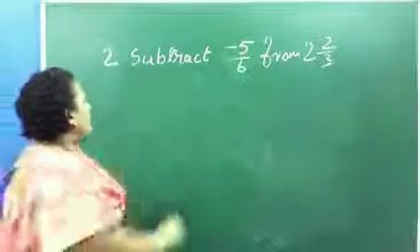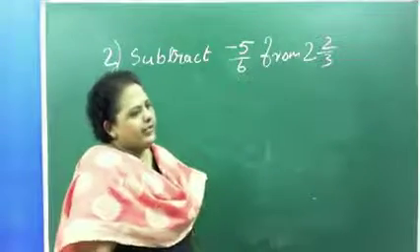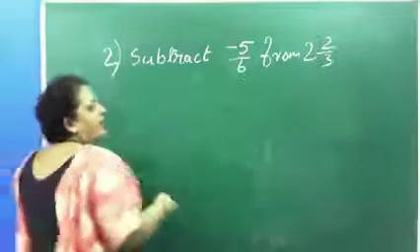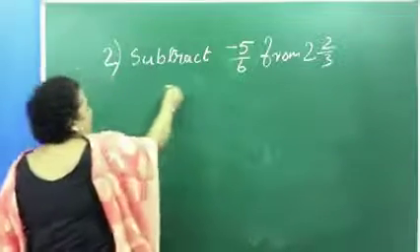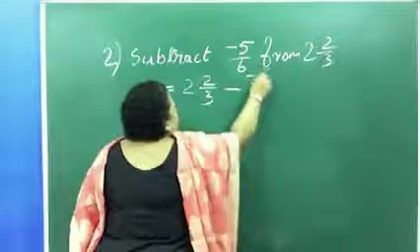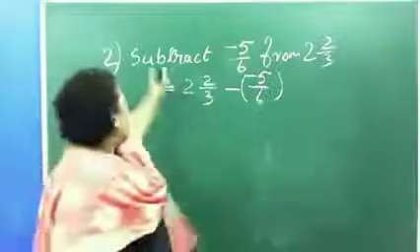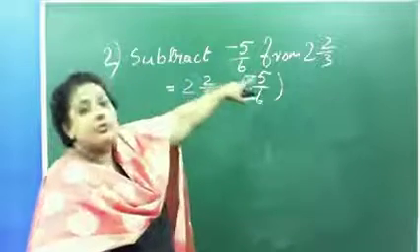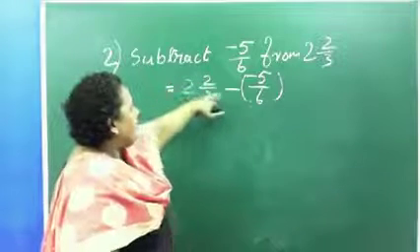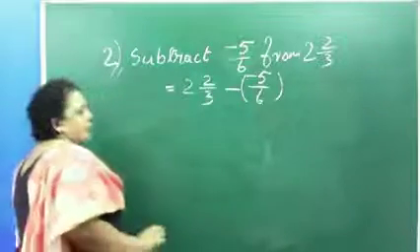So you have to subtract negative 5 by 6 from 2 by 3. I hope you got the question. So how will we write the question in the form of a figure? This is a statement problem. We will write the question as 2 by 3 minus negative 5 by 6. I hope you got it. Subtract negative 5 by 6 from 2 by 3. So it will be written in the number form like this: 2 by 3 minus negative 5 by 6. Okay. Now, what do we have to do?